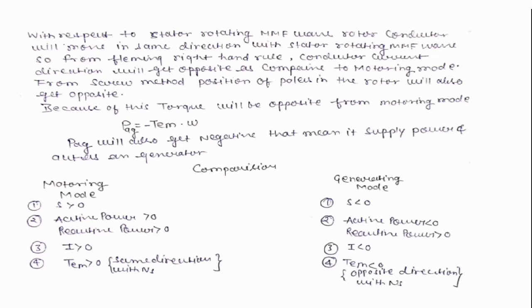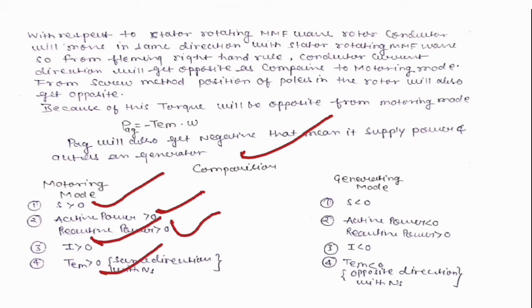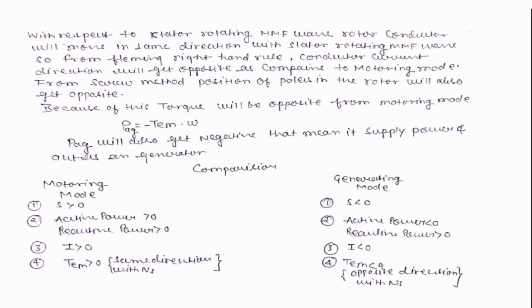Okay, what is the comparison of modes actually, motoring mode and generating mode? In motoring mode slip is greater than 0, that means slip is positive, active power is positive, reactive power is positive, current is positive, and the electromagnetic torque is positive. Okay, in case of the generating mode the slip is negative, active power is negative, reactive power is positive, current is negative, and electromagnetic torque is negative. So these are the important comparisons.